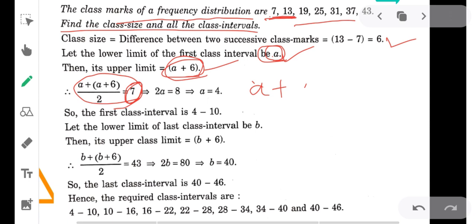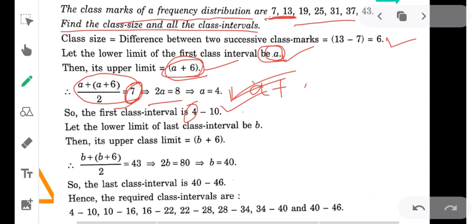Clear? So 2a plus 6 equals 14, so 2a equals 8 and a equals 4. So the first interval will be a and a plus 6, so 4 and 4 plus 6 is 10. Clear? This is the first interval.